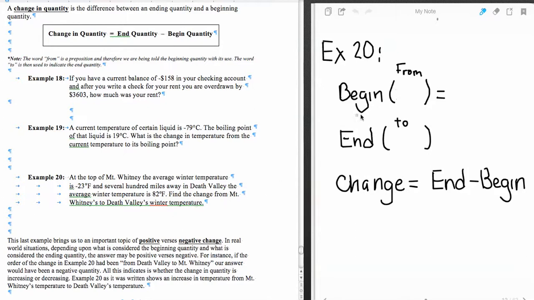So from, that's our beginning temperature. So we're going to start with the mountain for that, and we're going to go to Death Valley's. And so those are the changes that we're going to look for in these. So we'll put the beginning temperature here as Mount Whitney, and that's why it's important to write that down. So Mount Whitney, which is negative 23 degrees Fahrenheit. And then our Death Valley, which is this one, again, important to write it down, which is 82. Now we'll finish this in the next lecture.